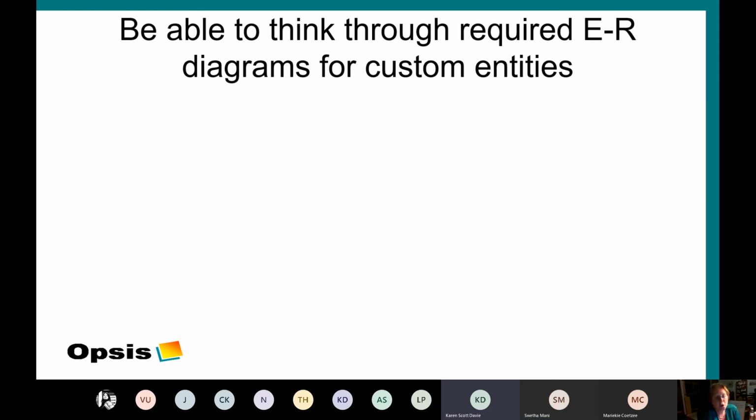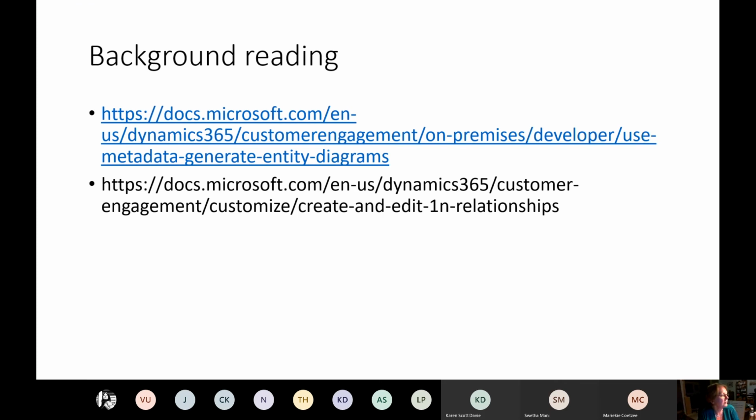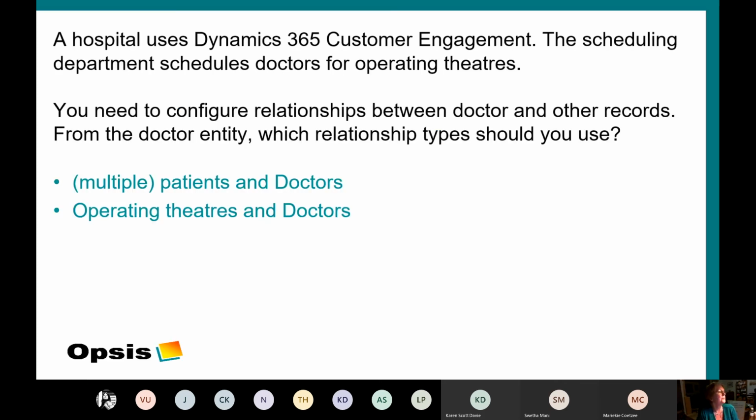Okay. What you also need to be able to do is think through required entity relationship diagrams for potential custom entities. And I will give you a couple of examples of that. So if you were implementing Dynamics 365 for a hospital, if you're focused on a doctor, what relationship would you use to link the doctor to the patient?